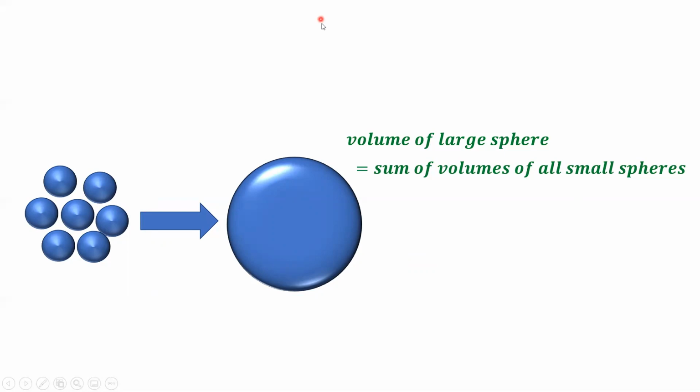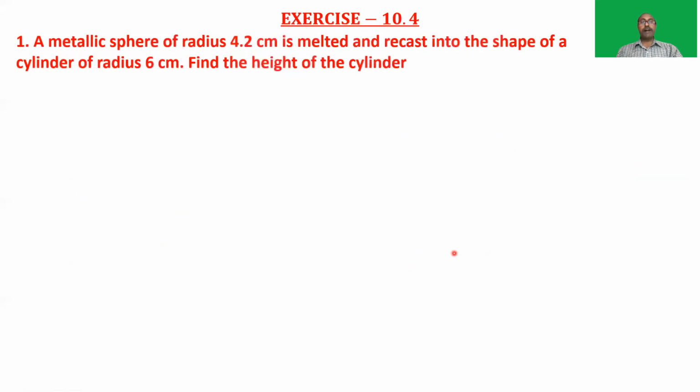Okay. So let us solve some problems regarding this concept in exercise 10.4. So take the first one in this exercise. A metallic sphere of radius 4.2 centimeter is melted and recast into the shape of a cylinder of radius 6 centimeter. Find the height of the cylinder.